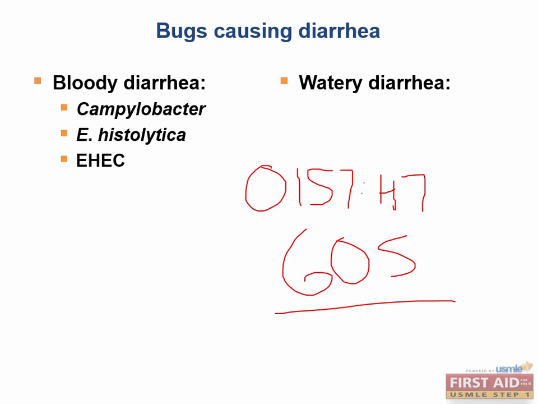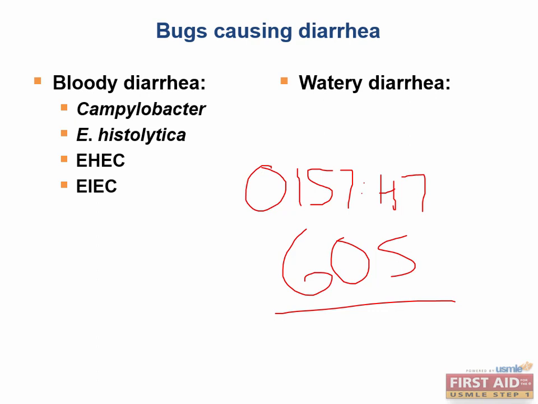Also, remember that E. coli can cause hemolytic uremic syndrome. And as we talked about in other areas of this lecture, do you remember the triad seen in hemolytic uremic syndrome? You would see an anemia, thrombocytopenia, and an acute renal failure.